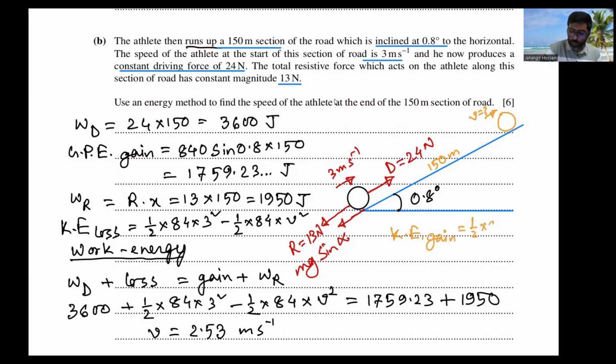KE gain, half into 84 into v square minus half into 84 into initial speed square. We'll place it on the right hand side of the equation, and there will be no loss on the left hand side. And you'll see if you use that one, we'll get the same value of v. So it doesn't matter whether you can figure out that there is KE loss or KE gain. You assume one of them and proceed with the work energy principle, you will get the correct answer anyway. That's the interesting thing about the work energy principle. Okay, that's the end of this part.